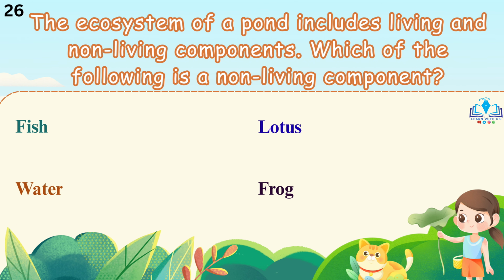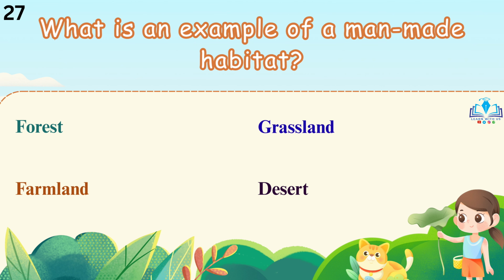Question 26. The ecosystem of a pond includes living and non-living components. Which of the following is a non-living component? A. Fish, B. Lotus, C. Water, D. Frog. Answer C. Water.